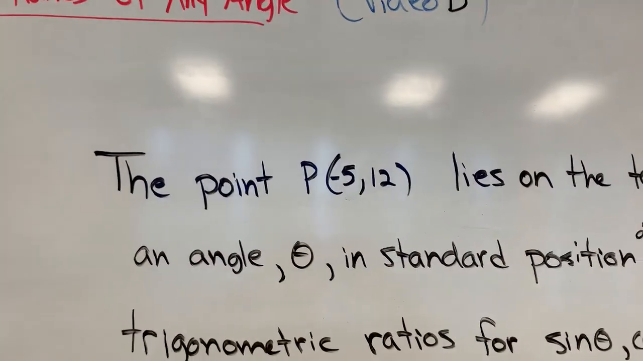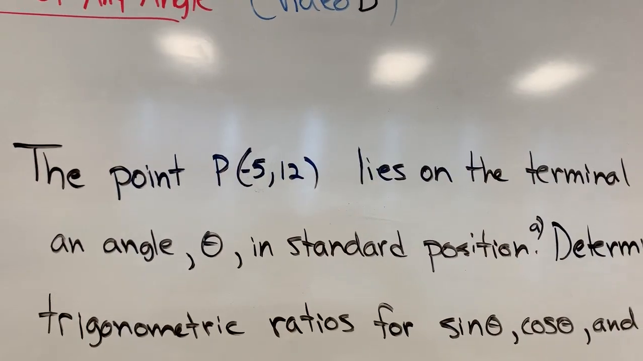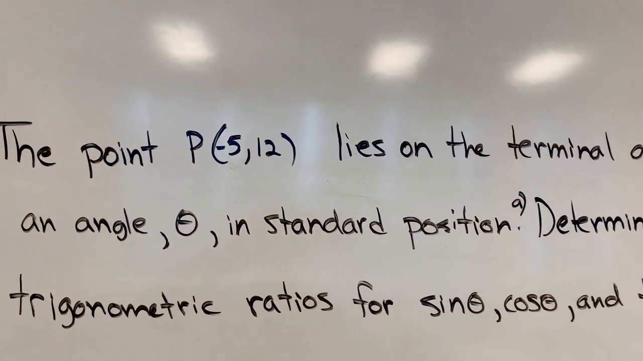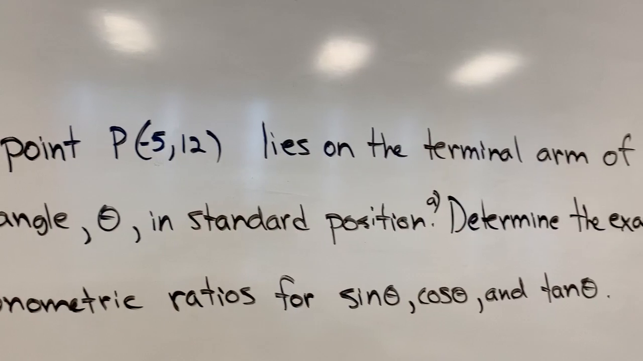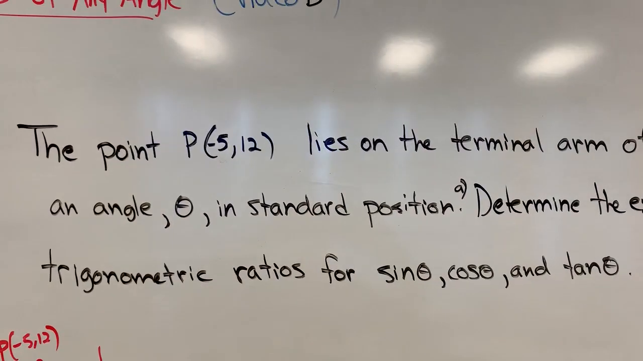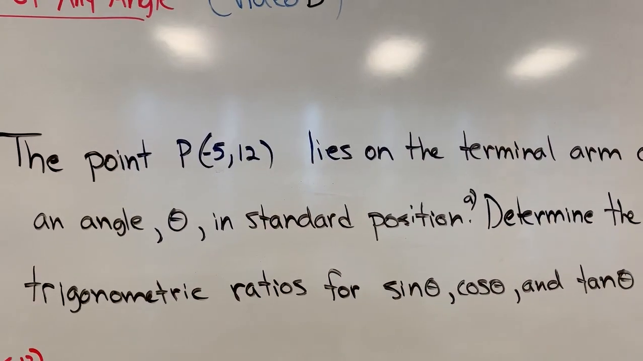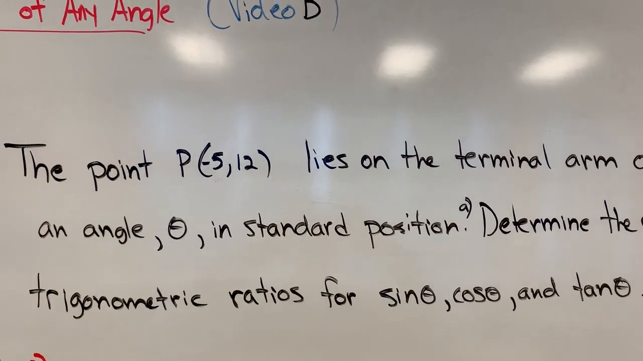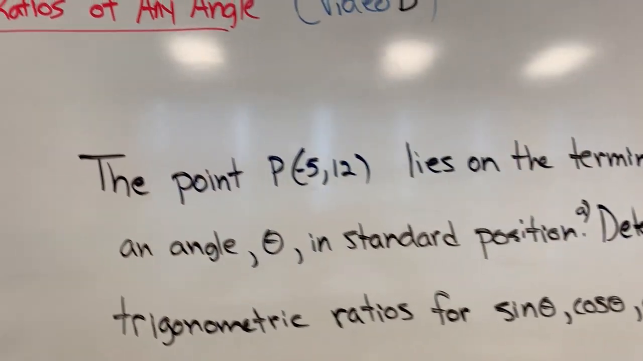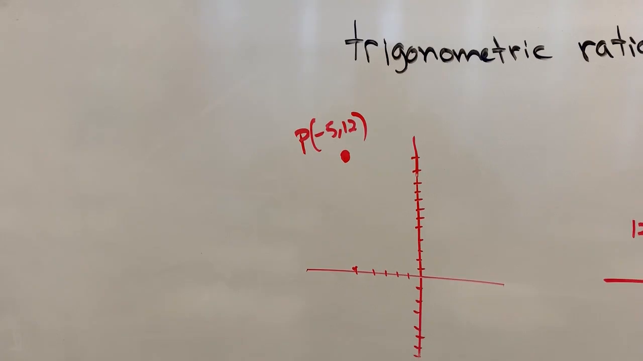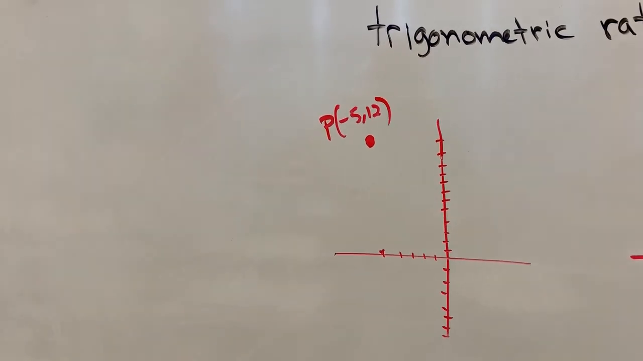The point P, negative 5, 12, lies on the terminal arm of an angle in standard position. Determine the exact trig ratios for sine, cos, and tan of this angle theta. So first thing I need to be able to do is put a point in the right place. So the point negative 5, 12 should be 5 to the left, 12 up, so there's my point.